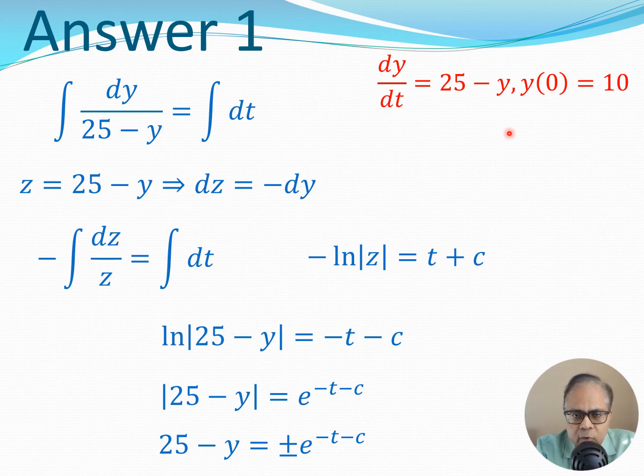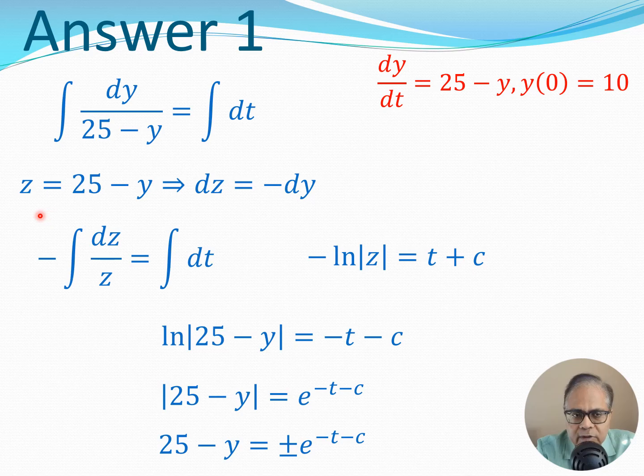Now when you look at this equation, you can clearly see that you can separate it into two parts. You can rewrite the equation such that on the left hand side you only have y and variables related to y, and on the right hand side you have variables related to t. Once you do that, you write it as dy by 25 minus y equals dt. Then we can integrate both sides here.